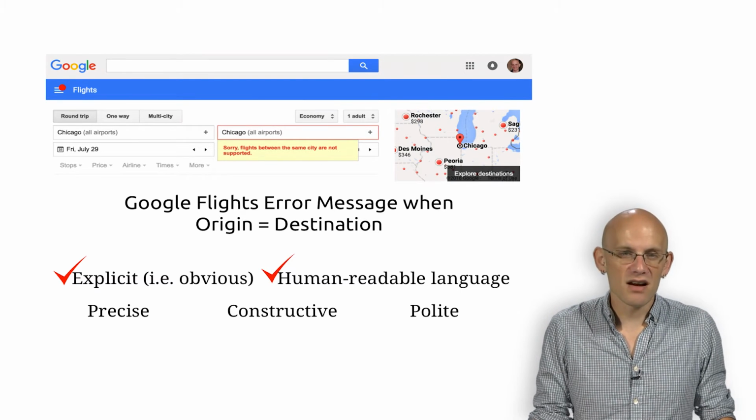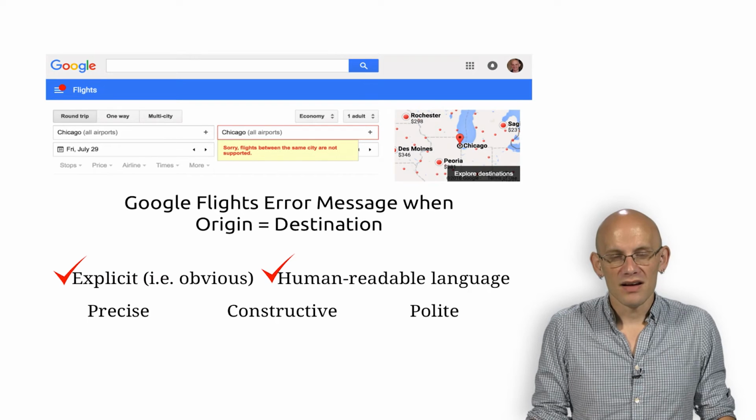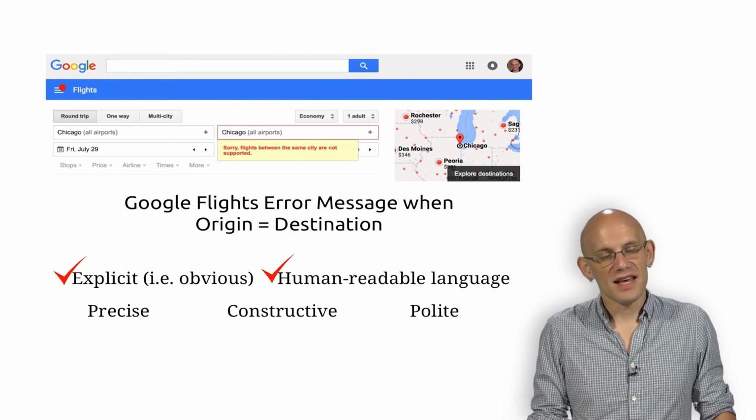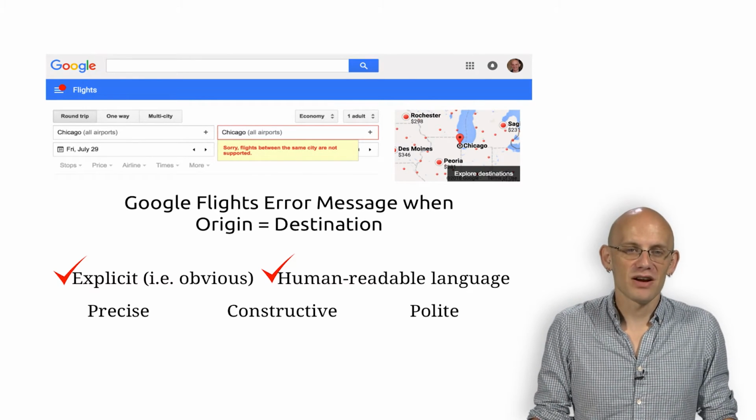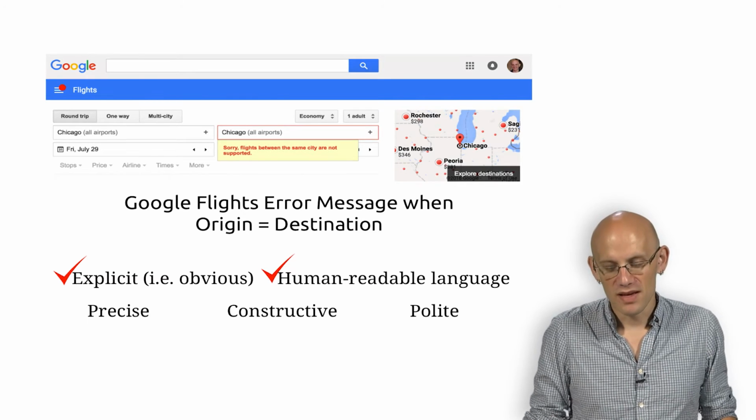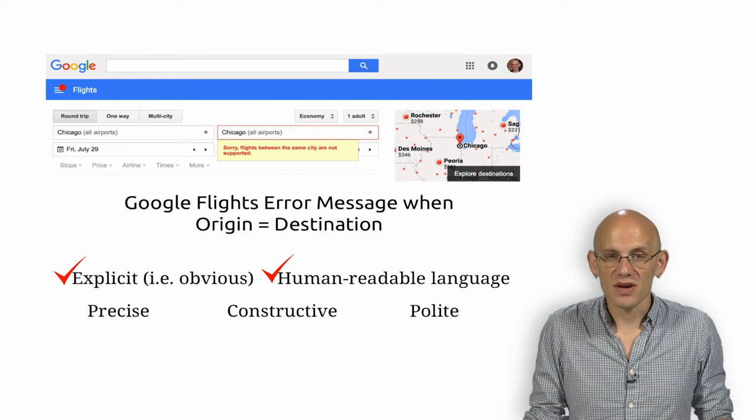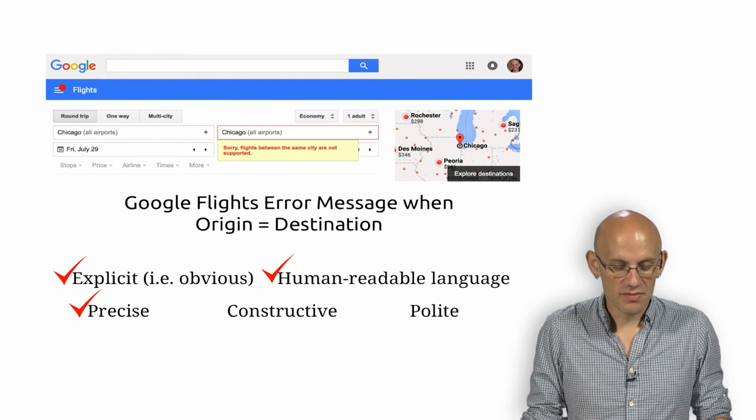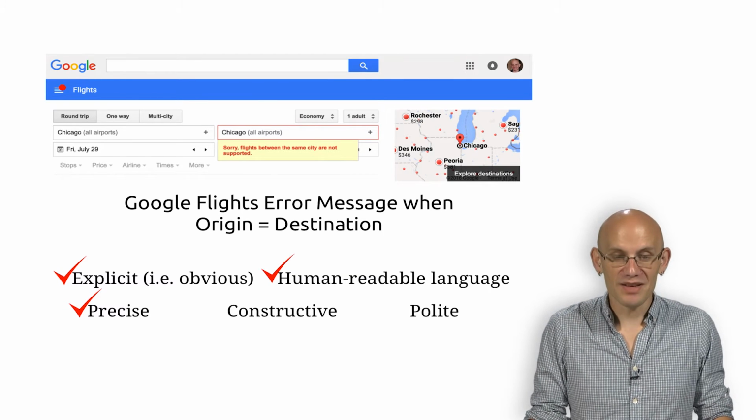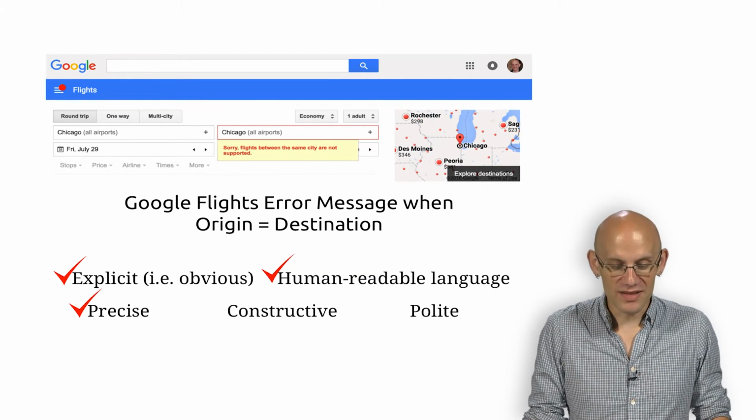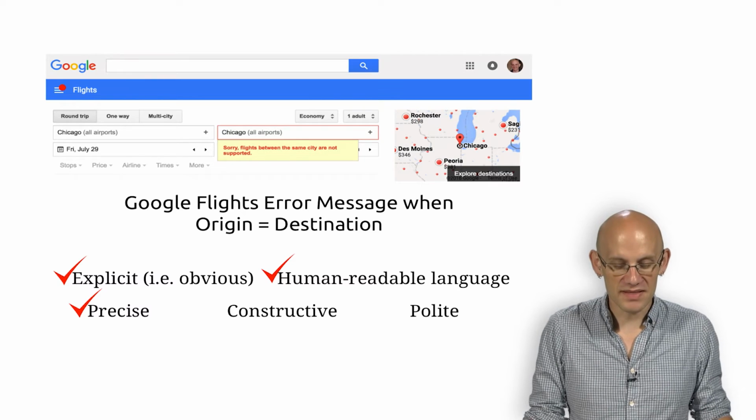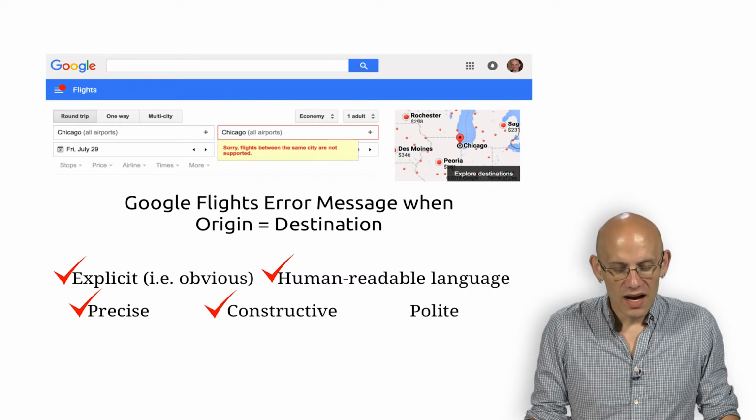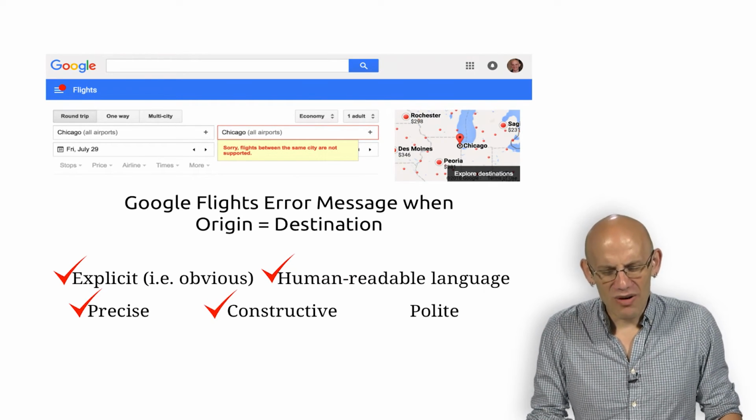Sure, right? It could say error 707, variable dest cannot equal variable origin, right? Instead, it expresses in very clear language what happened. Is it precise? Yep, it says exactly what the error is, right? Origin and the destination can't be the same. Is it constructive? Yes and no.